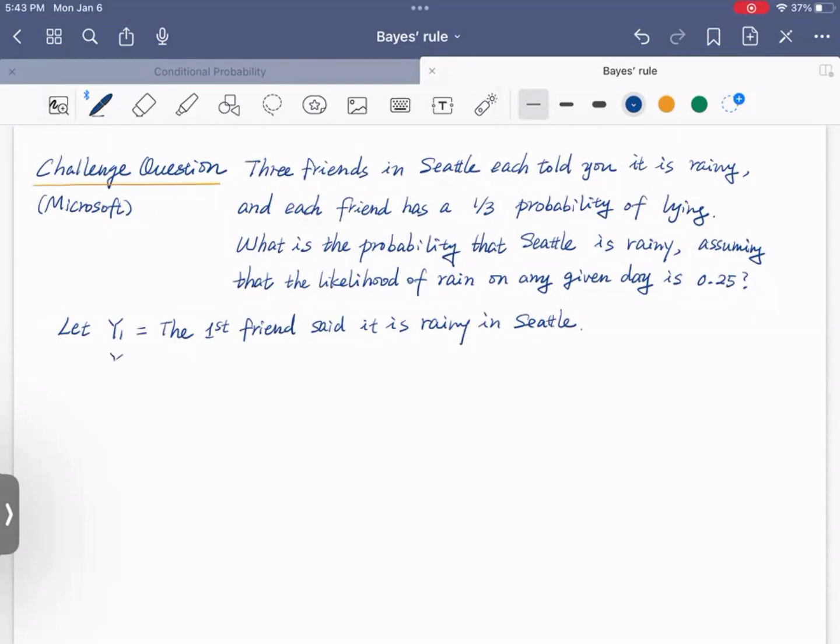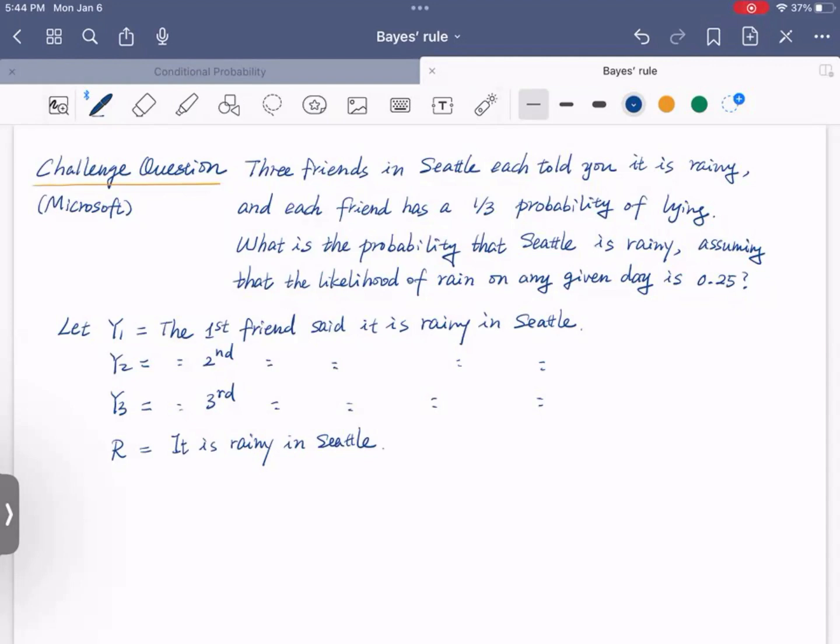And then Y2 will be the second friend said the same thing. And Y3 is the third friend said it is raining. Let's use R to denote the event that it is raining in Seattle. Then let's write down the probabilities that are given.